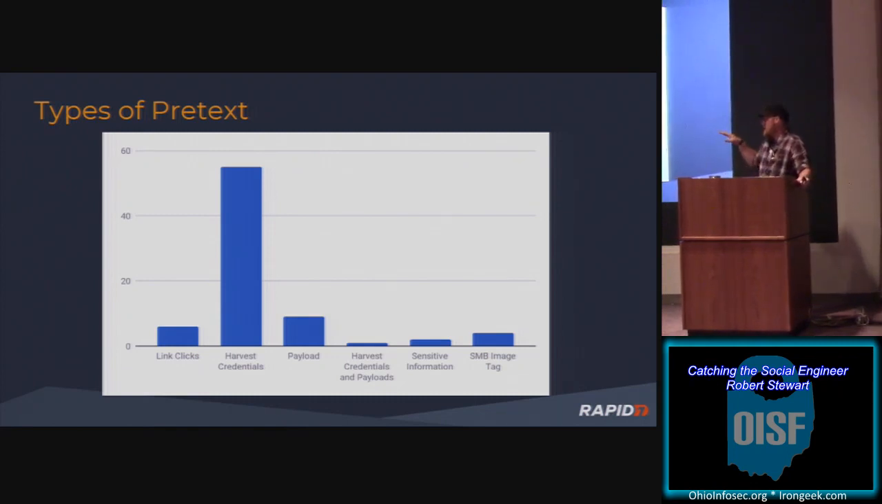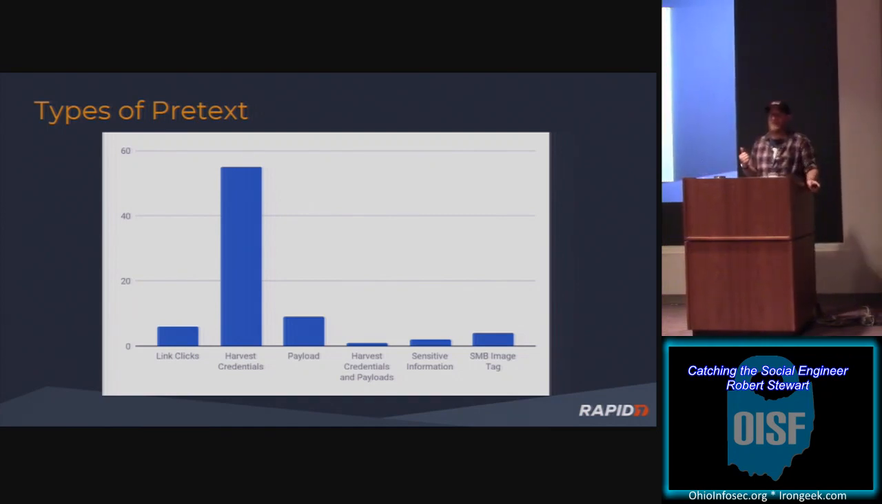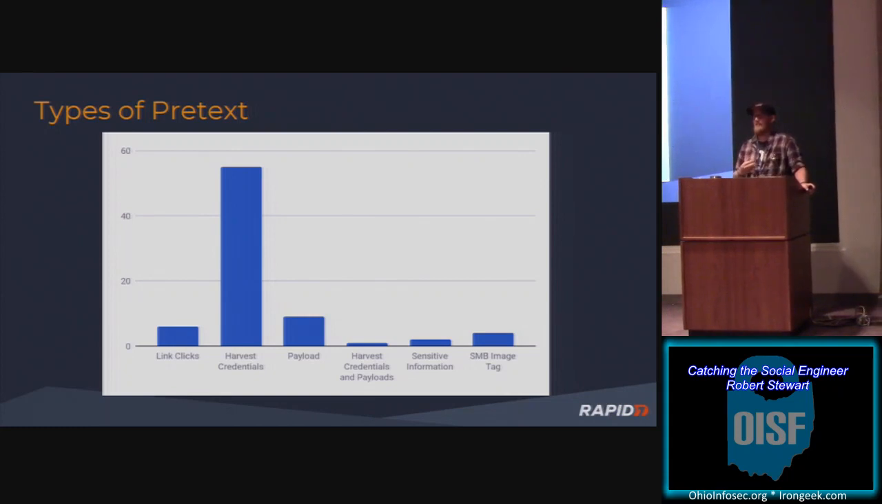We had some customers that wanted to know if people were going to click on links, so it was a very generic landing page. And then we also saw a small tick for payloads, people actually delivering some kind of malicious payload for an employee to execute. And then there was a small bit that was both harvesting credentials and executing payloads. Some customers also wanted to know if we sent just a phishing email to their organization, to their employees, could we exfiltrate or gain access to sensitive information?